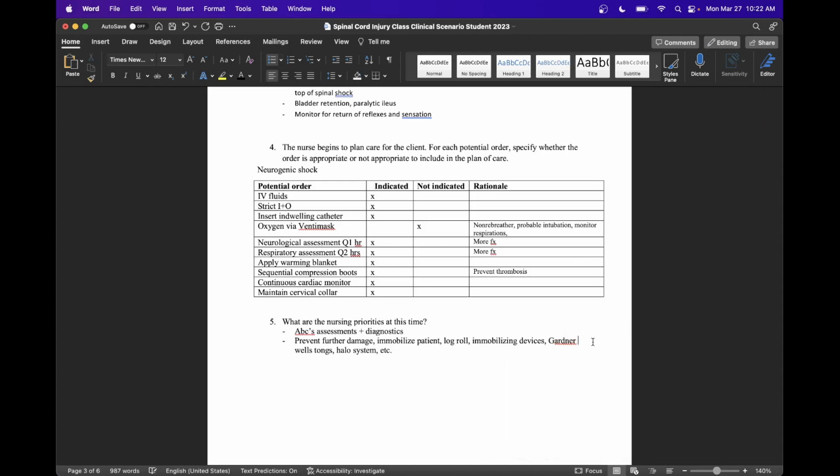The patient is either going to need some kind of halo or a surgical intervention. Again, up to the provider, depending on what the results of the x-rays are. Okay? But until the patient has something long-term for stabilization, your focus is to immobilize that patient, because we want to prevent any further damage. We're focused on that neurogenic shock, right? Maintaining the blood pressure, the MAP, and our heart rate.